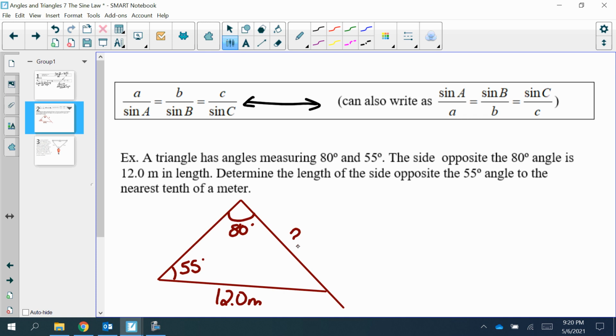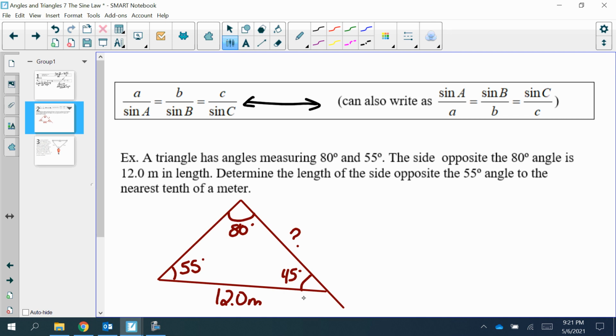Just as a note, we could figure out this angle, right? We know angles in a triangle will add up to 180 degrees. So that technically, if we needed it, would be 45 degrees. But in the context of this question, we don't actually need to do that particular step. So determine the length of the side opposite the 55-degree angle, to the nearest tenth of a meter.